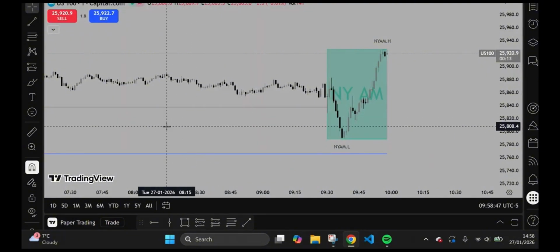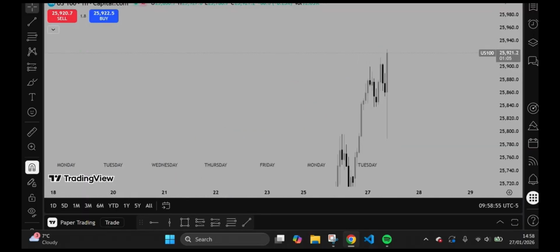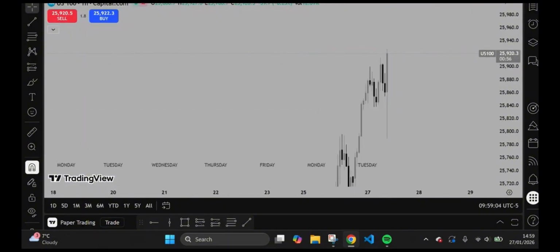And yeah, we also had a sweep of London highs and London lows, but obviously I don't really trade like that. That's more like day trading stuff. I have a mix of swing and day trading, so I do use the higher time frames a lot more than what other people typically use as just a long-term bias.